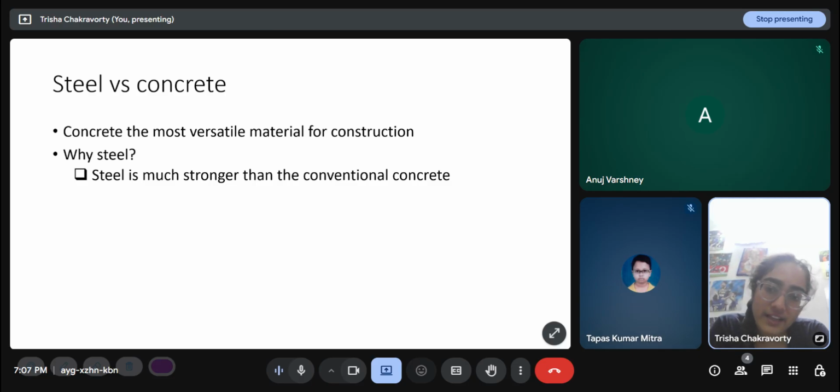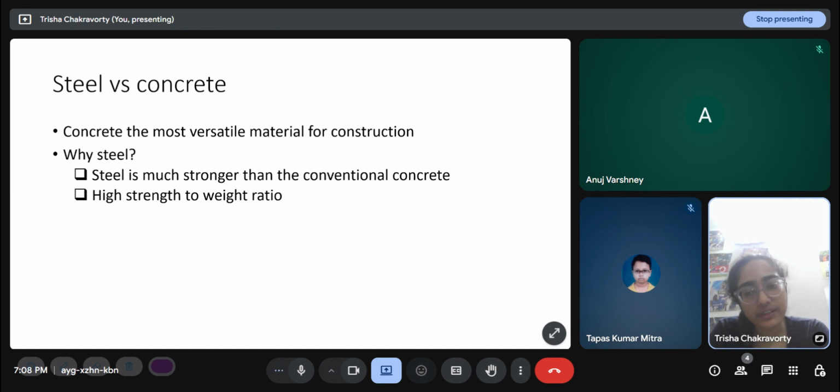In tension, concrete virtually has no strength, so tension is always taken by steel, even in concrete structures. And even in compression, steel is stronger. Steel is a lightweight material, so it has a very high strength to weight ratio, because its strength is more and its weight is less. Steel structures are also lightweight because, since steel has high strength, the steel sections that we use have much smaller dimensions compared to concrete structures.